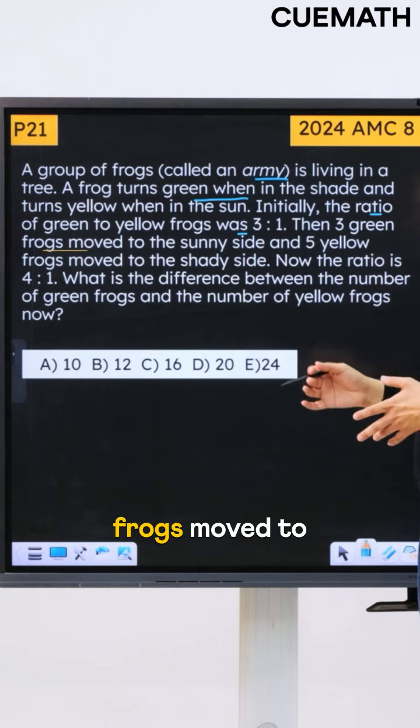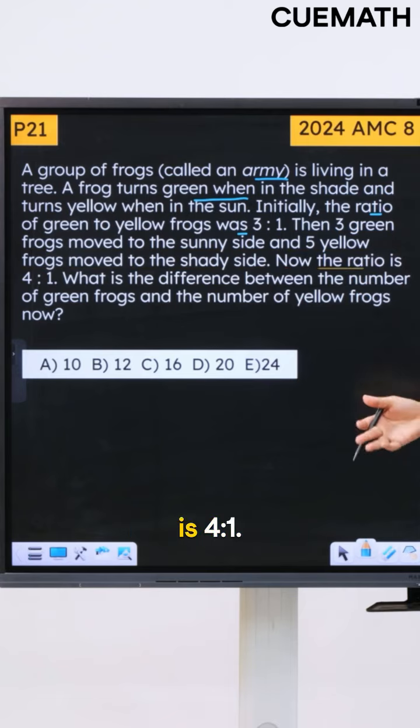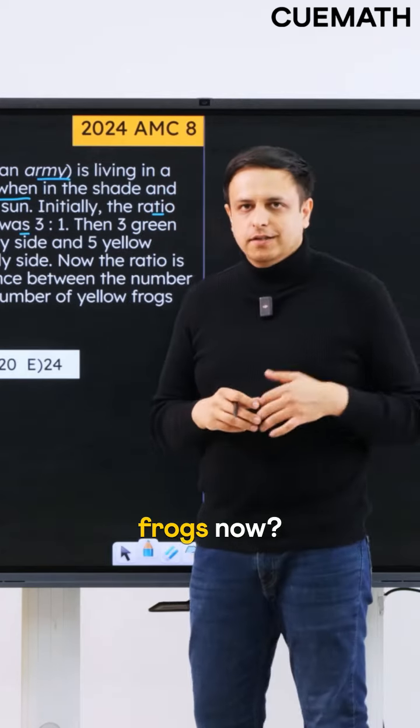Then 3 green frogs moved to the sunny side and 5 yellow frogs moved to the shady side. Now the ratio is 4:1. What is the difference between the number of green frogs and the number of yellow frogs now?